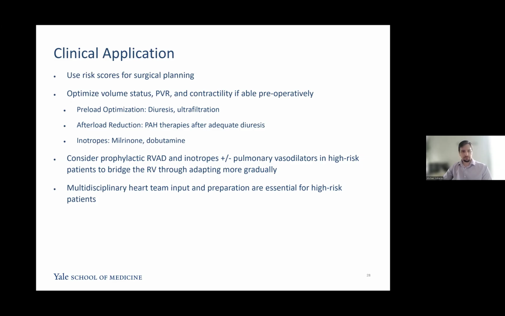The other thing is, of course, the consideration for prophylactic RVAD, which only the decision tree from Pittsburgh was specifically geared towards determining, versus inotropes and pulmonary vasodilators alone in the high-risk patients, to bridge them through the RV adapting more gradually to the changes in both geometry and function. So of course, a multidisciplinary heart team is essential, as we don't have any clear-cut evidence or guidelines to specifically guide us through this.